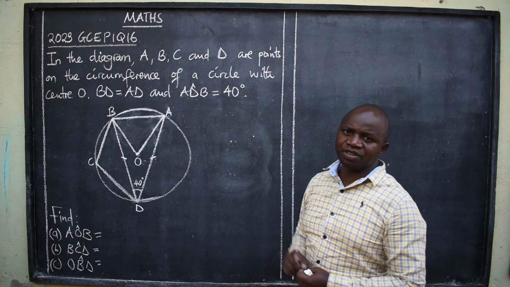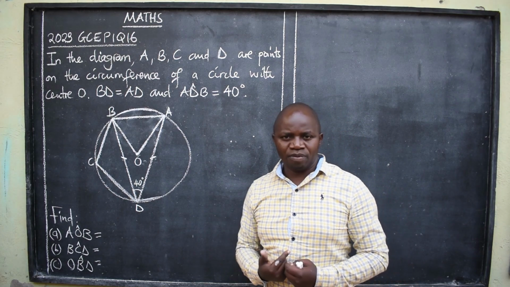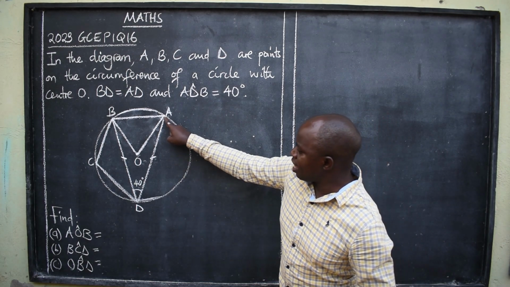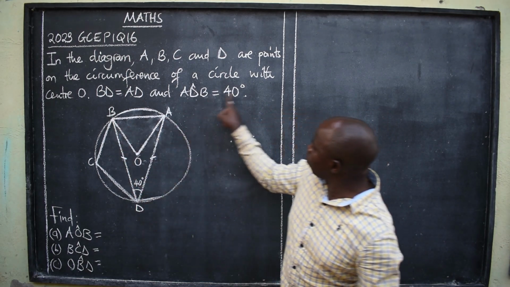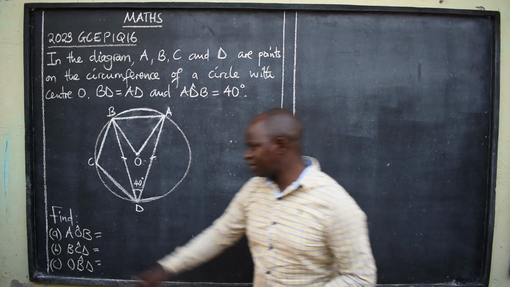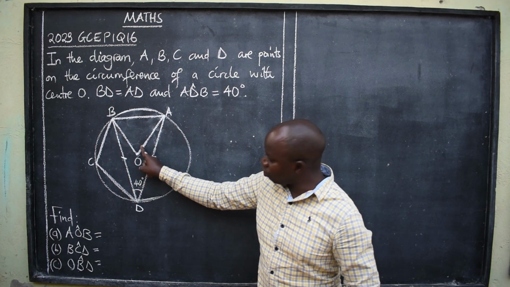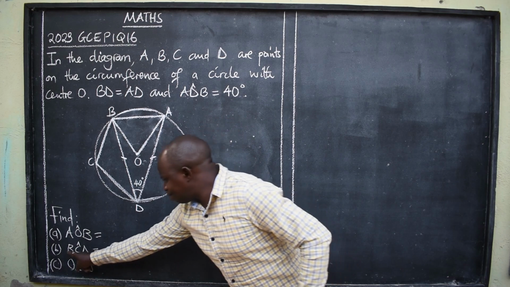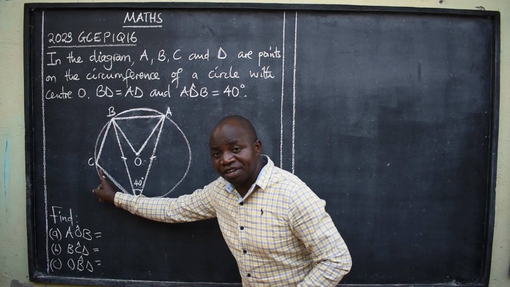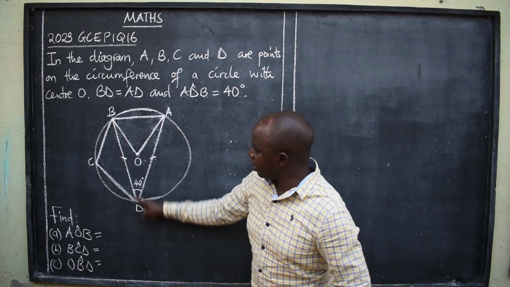And angle ADB is equal to 40 degrees. Here it shows an angle. So angle ADB. Where is angle ADB? ADB is equal to 40 degrees. This is the 40 you're seeing here. We have questions here. Find angle ABC, they're asking us to find this angle. Then BCD. We have been asked to find this angle. Then OBD. This angle here.